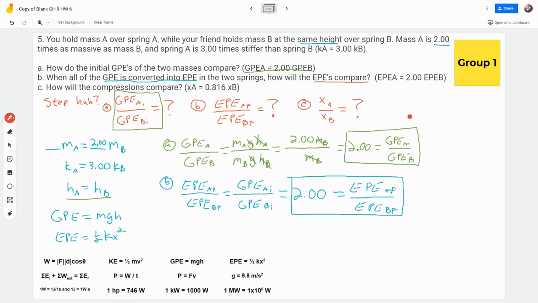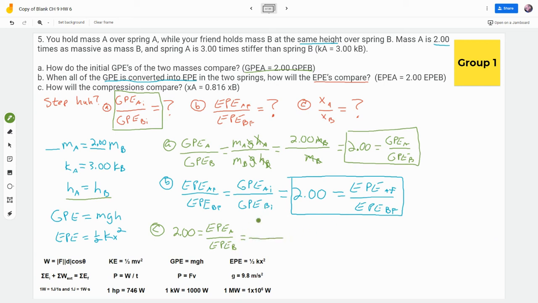Start with our answer for part B. So this one's a little bit different, the way this one works out. So let's start with exactly that. This is going to look a little bit weird the way I'm writing this. I already know what's going to happen. So 2 is equal to EPE of A over EPE of B.